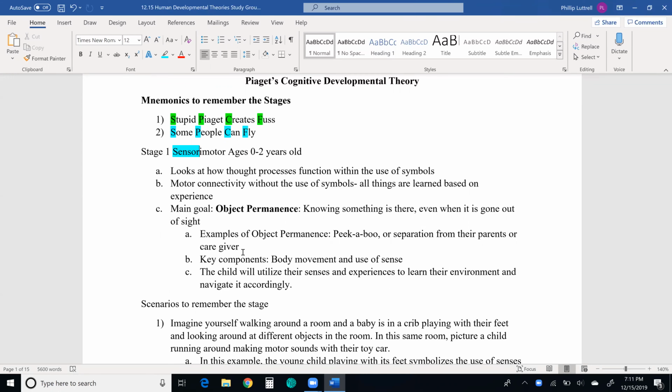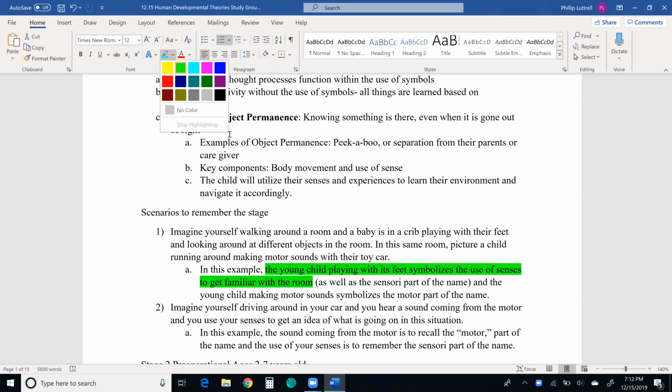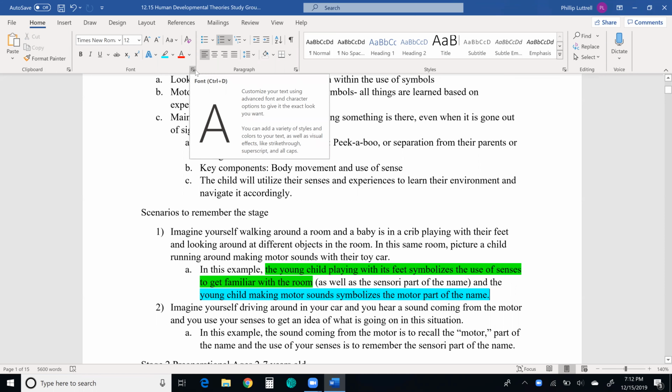Two scenarios to solidify and cement that. Imagine yourself walking around a room and a baby is in his crib playing with his feet and looking around at different objects in the room. In the same room, picture a child running around making motor sounds with their toy car. In this example, the young child playing with his feet and looking around the room represents the sensory part, getting familiar with the room, and the young child making motor sounds represents the motor part of the name, sensory motor.